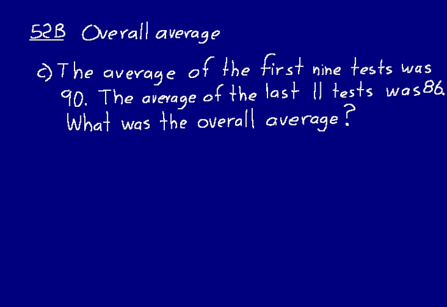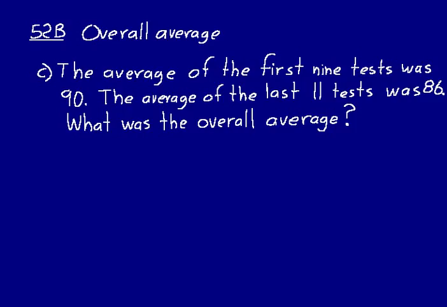Last part of this lesson is about overall average. Let's just learn about that by doing a practice problem. This problem says that the average of the first 9 tests was 90. The average of the last 11 tests was 86. What was the overall average? So basically the overall average is the total average of a group of numbers. And so we wouldn't just say, well, the overall average is 90 plus 86 divided by 2, because that wouldn't be right.